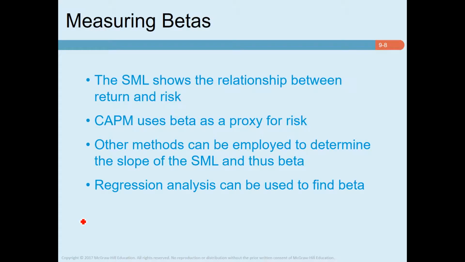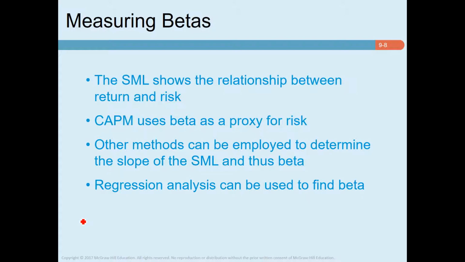Hello everyone. In this video, we will be talking about how we measure beta. In the last video, we saw that to calculate the weighted average cost of capital, we use CAPM, the capital asset pricing model, where the required rate of return is a function of the risk-free rate, the market risk premium, and the beta of an individual stock.